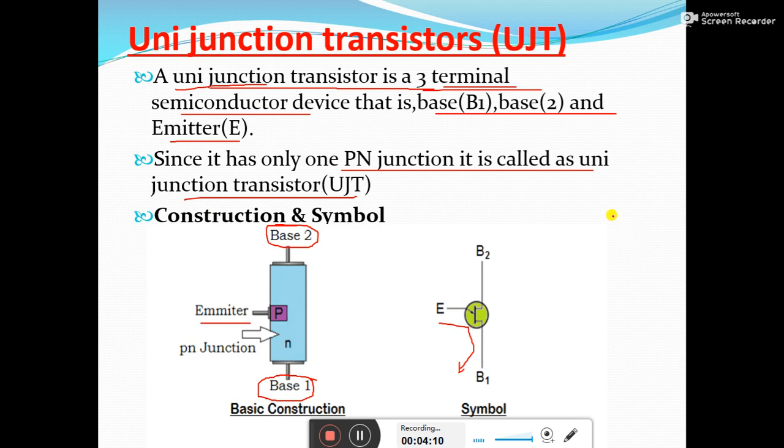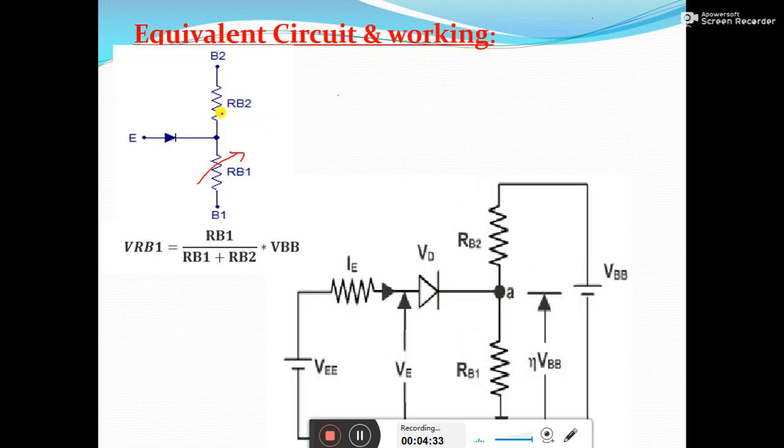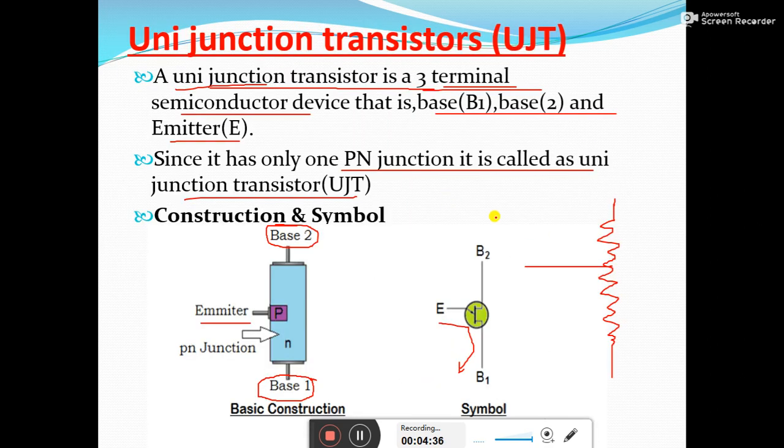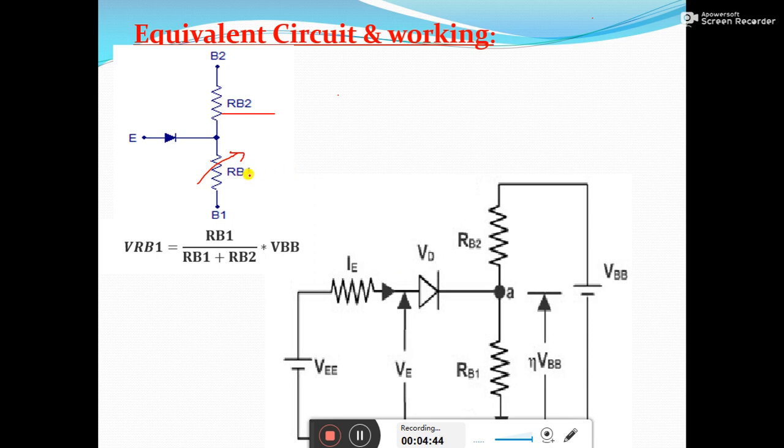Let's say this is an N type bar. It is shown like a single uniform resistor. This single uniform resistor is bisected into two halves, the first and the second. The resistor towards the base 2 terminal is denoted as RB2, and the resistor which is towards the base 1 is denoted by the letter RB1. RB2 and RB1. As you can see here, the RB1 is a variable resistance.